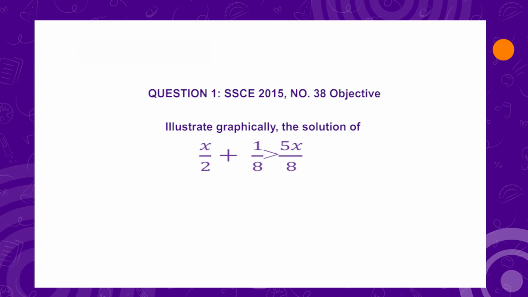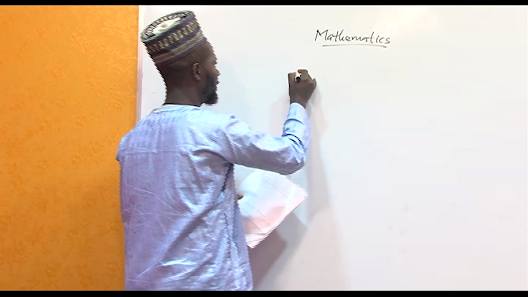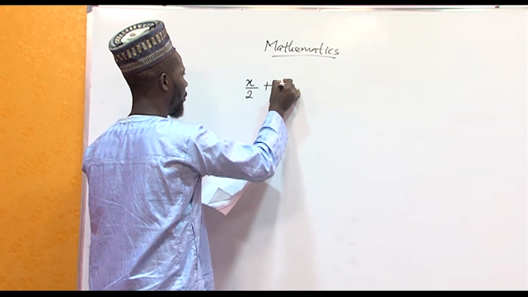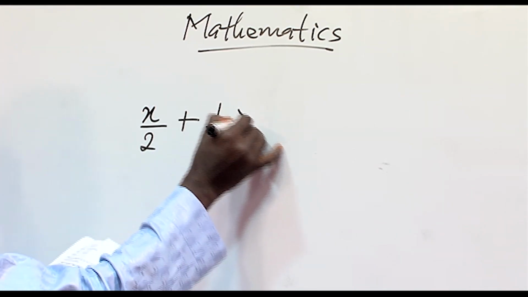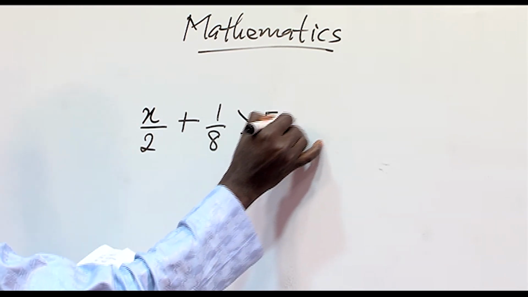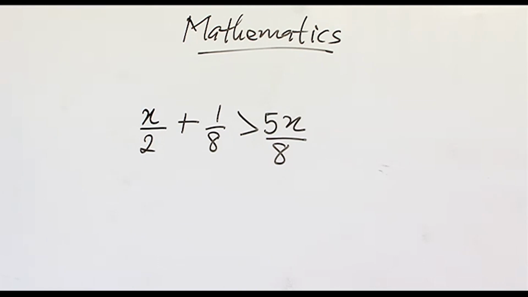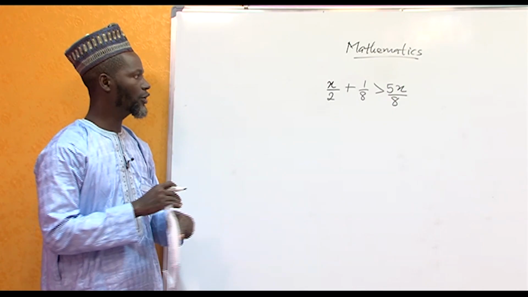The first question is SSC 2015, number 38, whereby we are asked to illustrate graphically the solution of x divided by 2 plus 1 over 8 greater than 5x divided by 8. This is what we are given. Now how are we going to solve this?